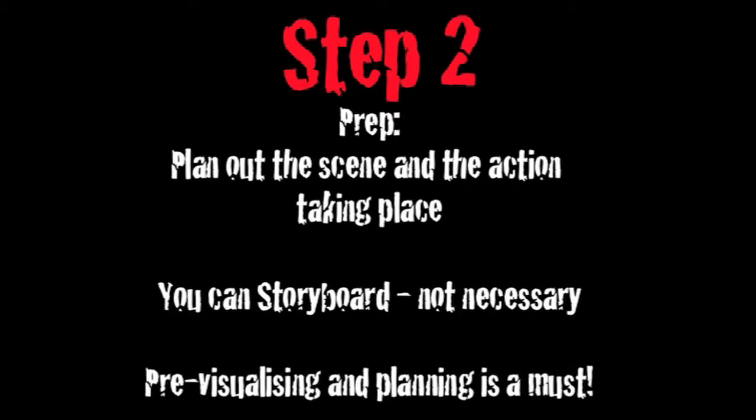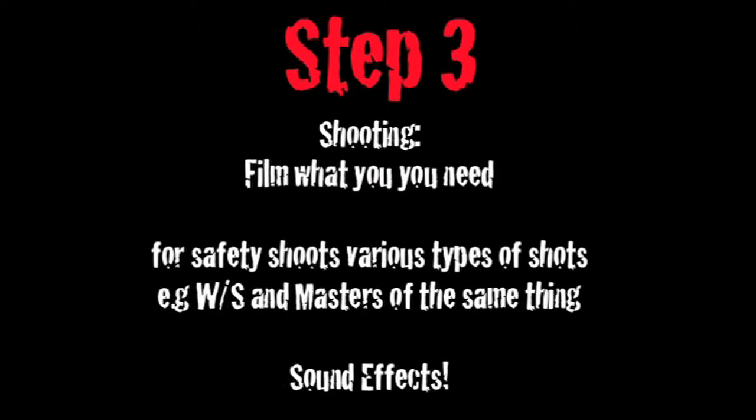So step 2 is to do all the pre-production stages, so to plan out the scene and step by step of what action is to take place in it. You can storyboard, but it's not really necessary if you can do the important stage of pre-visualizing and watching the movie itself in your head. Then you can just take it and break it down from there.